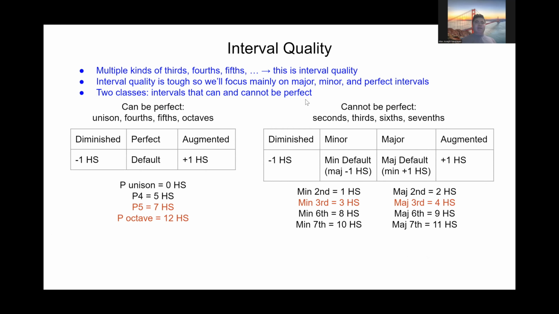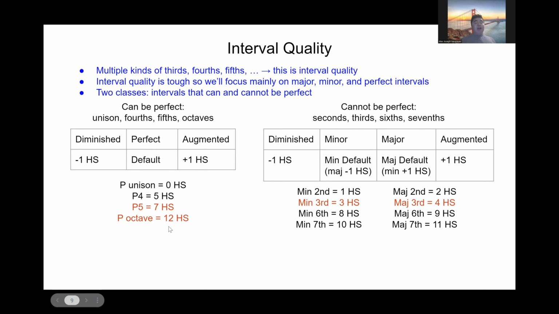So we first have our intervals that can be perfect. Fifths, fourths, octaves. There's also unison, which I didn't say earlier. It is the distance of a note to itself. So we have the default number of half steps that each of these intervals contain. But we also have a diminished version, which is a half step smaller than the default, and an augmented, which is a half step larger than the default. Unison obviously has 0 half steps by default. The fourth has 5 half steps. The perfect fifth has 7, and the octave has 12.